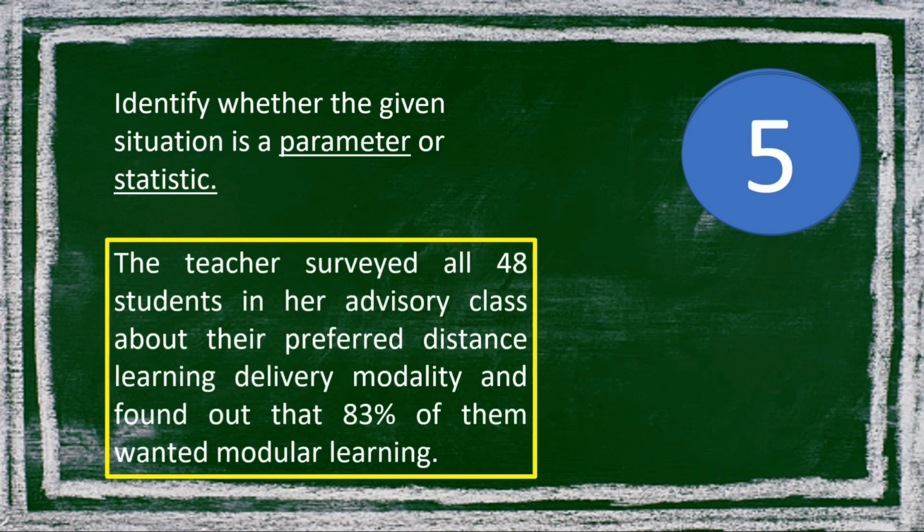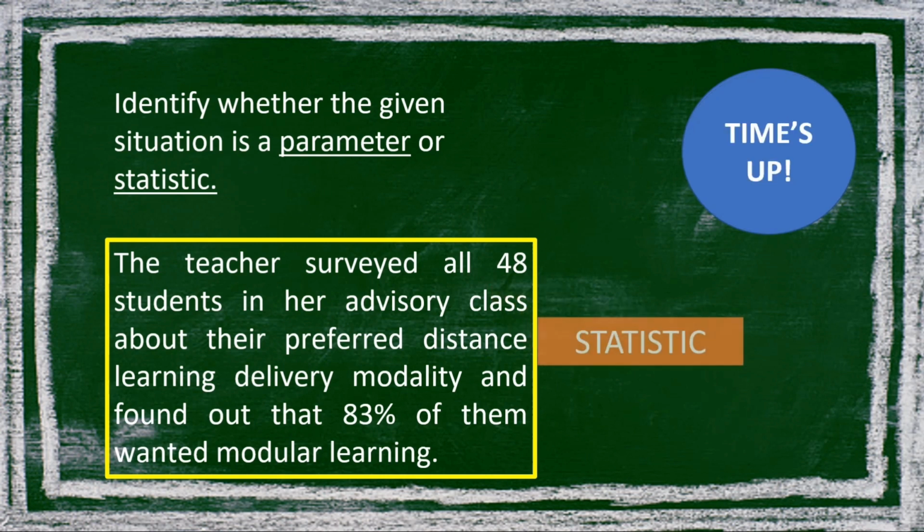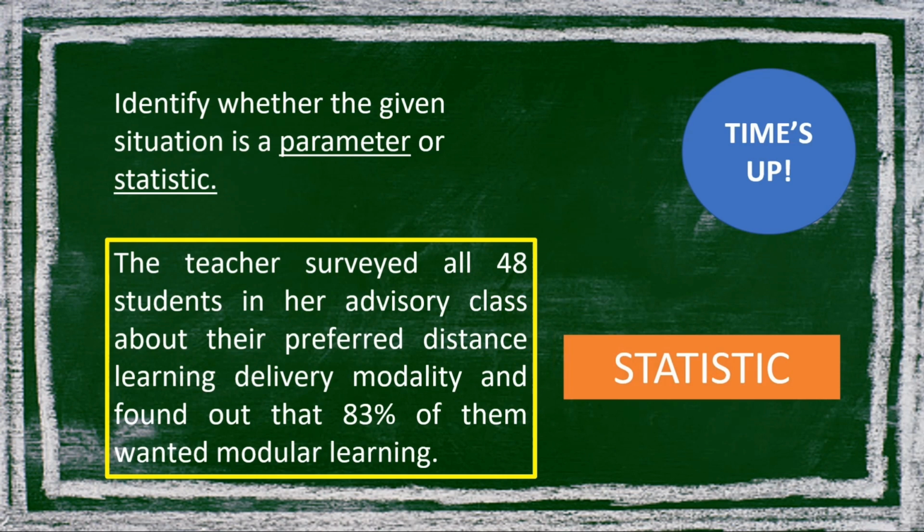Next item. The teacher surveyed all 48 students in her advisory class about their preferred distance learning delivery modality and found out that 83% of them wanted modular learning. Is it a parameter or a statistic? Time's up. The correct answer is a statistic.